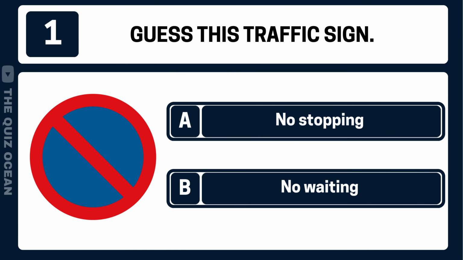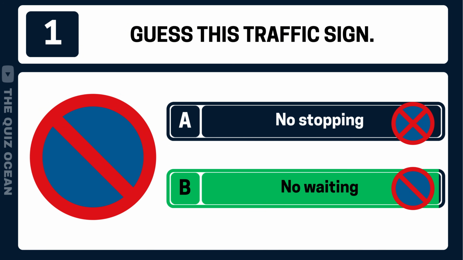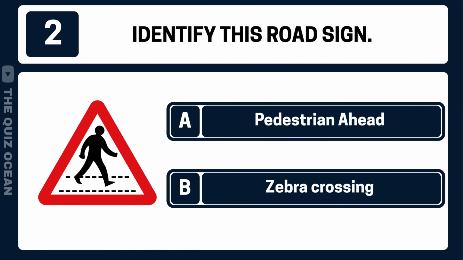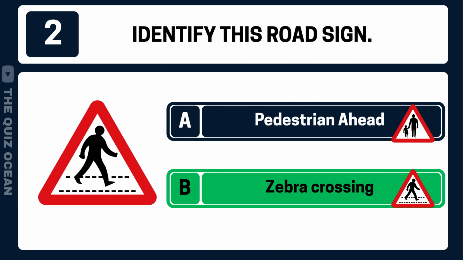A. No stopping. B. No waiting. Nicely done. This is the no waiting sign. Identify this road sign. A. Pedestrians ahead. B. Zebra crossing. Well done. That is the zebra crossing sign.